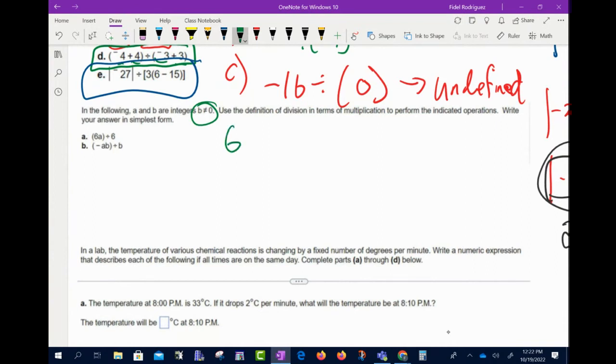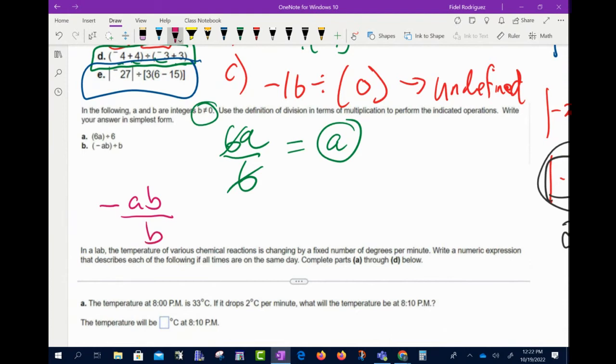Okay, so look, y'all, we have 6a, and we are dividing it by 6. Remember, division just means we have a fraction. So this 6 and that 6 are going to cancel out. I'm just left with the letter A. Okay. Same thing for the second part. Look, it's negative AB, so I'm going to write negative AB divided by B. Okay. And I'm going to do the same thing. Look, this B here and that B there are going to cancel out, and I'm just left with a negative A.